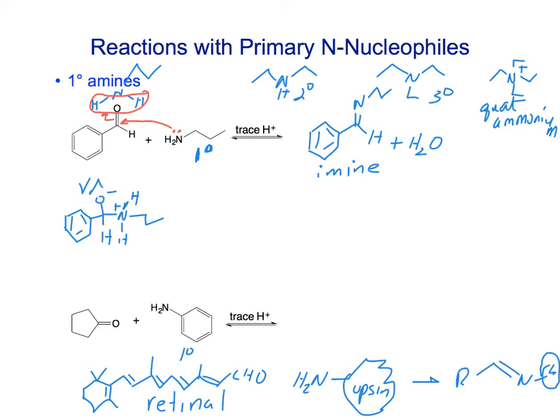Yeah, we want to put some protons on it, exactly right. So if we put one proton on it, we got an OH. Is an OH a good leaving group? No. What can we do to make it into a good leaving group? Right, make it into a water molecule.